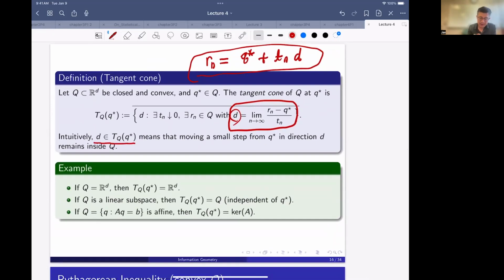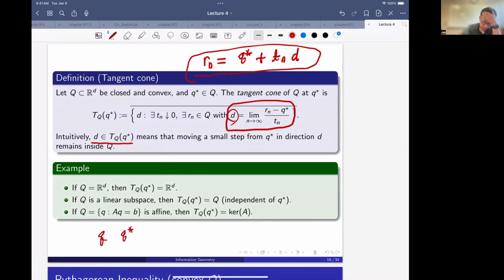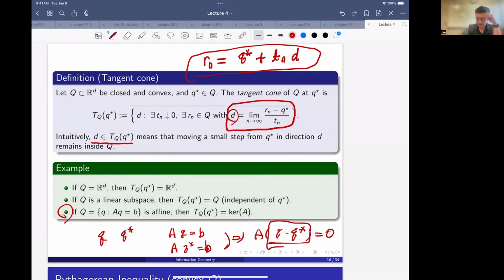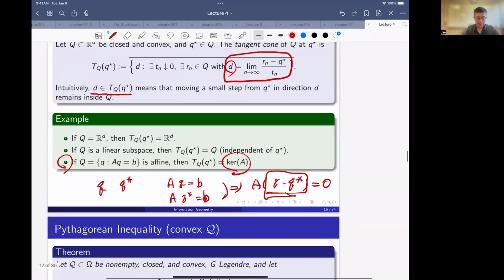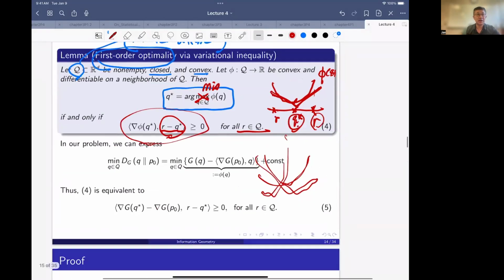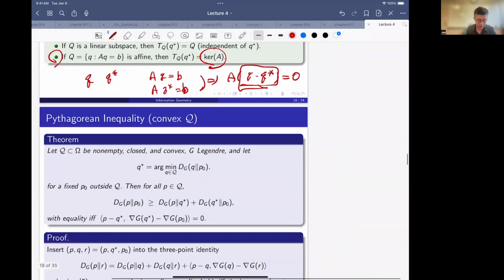So tangent cone basically, okay. If your Q star is fixed, then your Q, so AQ is B, I'm talking about this one, and then AQ star is also B, right? Then that means AQ minus Q star will be 0, and so this guy will be in the kernel of A. This is just a mathematical irregularity, but the important result is this one: first order optimality, and then we can use that to show the Pythagorean inequality easily.